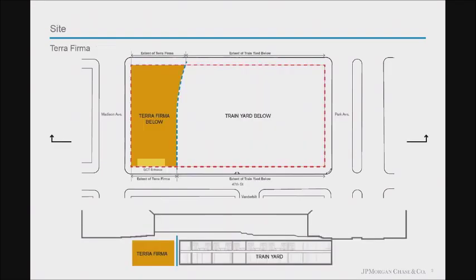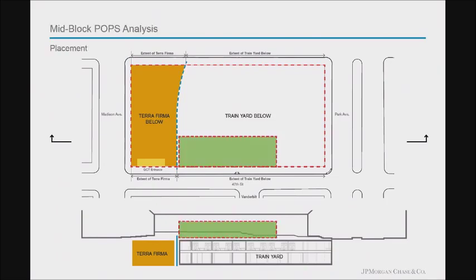The majority of our project site sits above Grand Central and the train shed and is illustrated by the white area on the slide. A small portion of our site sits terra firma and is highlighted in brown on the slide. As part of our design process, we evaluated the Option 2 placement of the POPs as illustrated in green, and we were unable to make this placement work with the design of our building, which I will now explain.